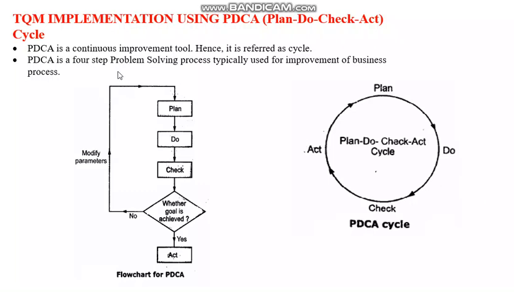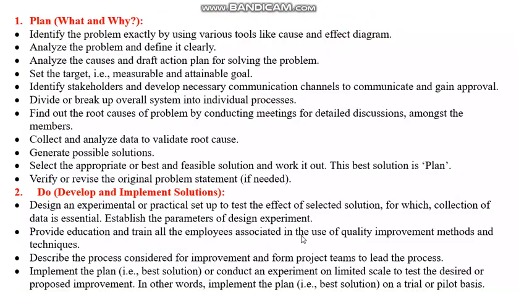Otherwise, this is a 4-step problem solving method typically used for implementing the business process. You see here, you see process flow chart of PDCA. You see, plan it, do it, check it, then after checking it, you have to check whether the goal is achieved or not. If achieved, then you have to act upon it. If it is not achieved, then you have to go back to the planning stage by modifying the parameters and again do the thing. This is that PDCA cycle. Now let us see what is PDCA all about.